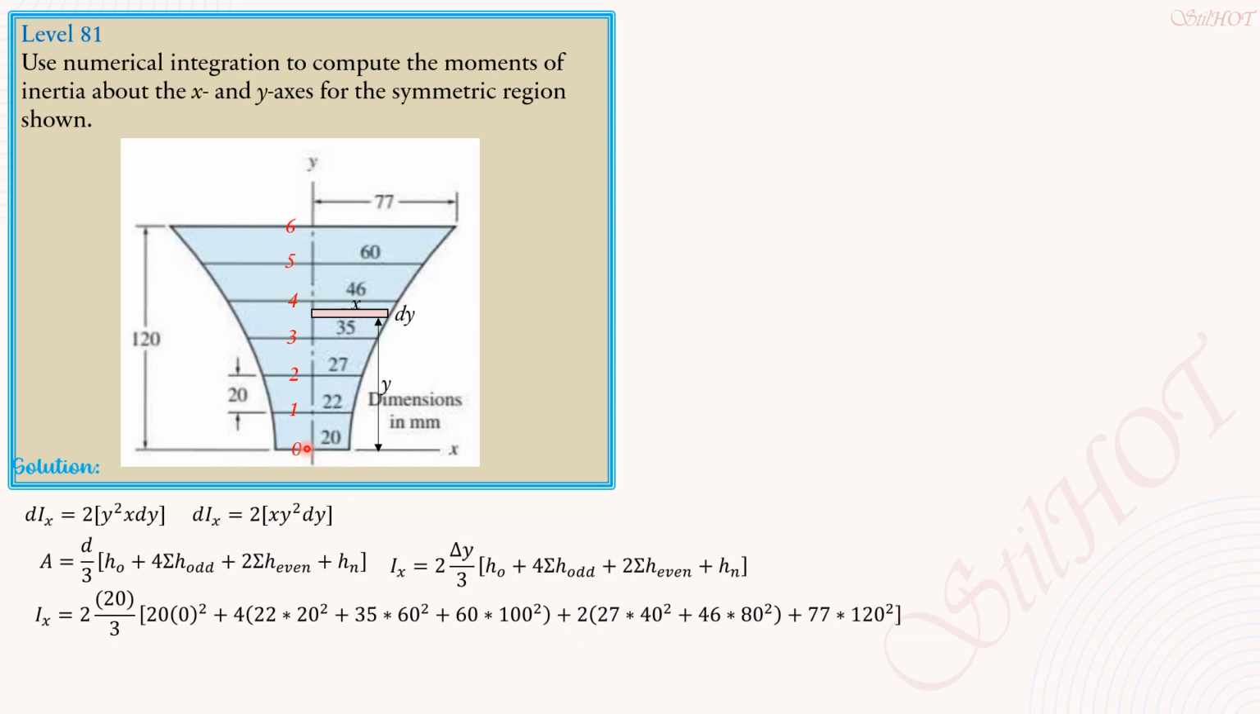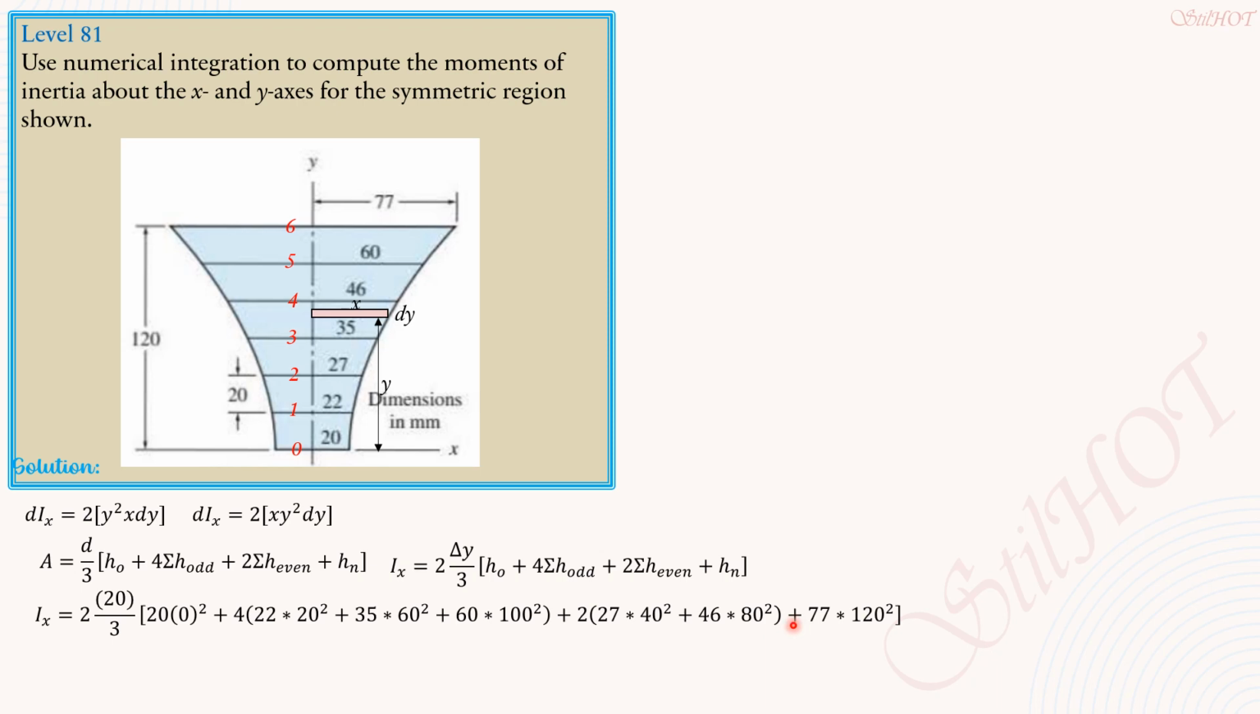Then 2 times summation of h even. So these are even values. So 27 times distance 40 square. So 2 times quantity 27 times 40 square. X is 27. Then y is 40. Then quantity square. Then the other even here, excluding this because this is the last, is 46. And its distance from the x-axis is 80 quantity square. So 2 times summation of xy square, which is even.